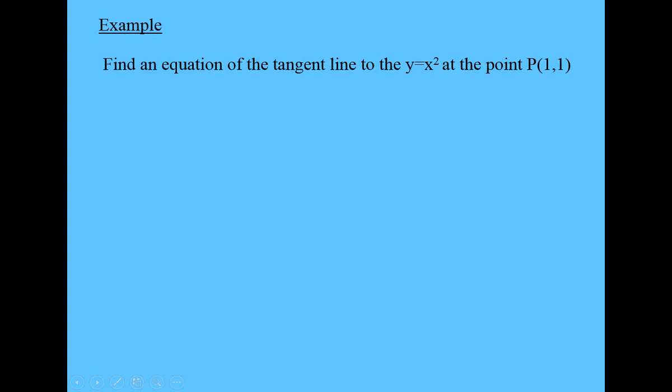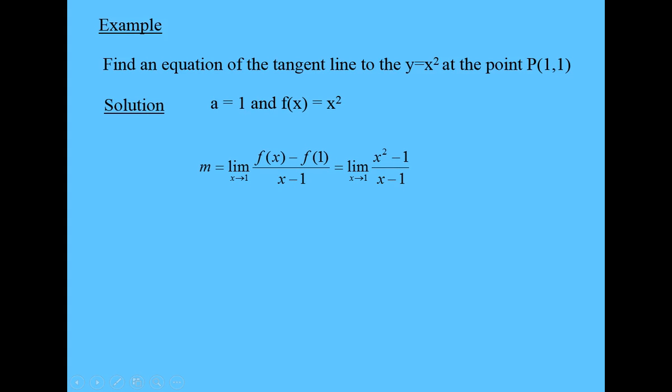An example: find an equation of the tangent line to the function y equals x squared at the point (1, 1). If we take the limit of f of x minus f of a divided by x minus a as x approaches a, we will find the slope of the tangent line. Now, a in this case is 1. So we have f of x minus f of 1 divided by x minus 1 as x approaches 1. Notice that is where we're trying to find the slope of the tangent line at 1.